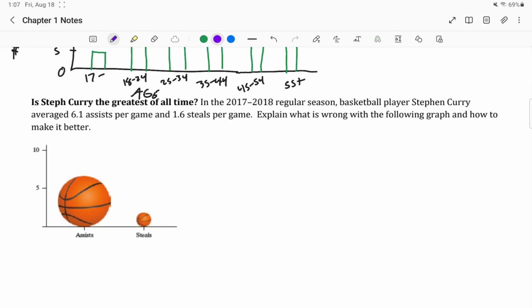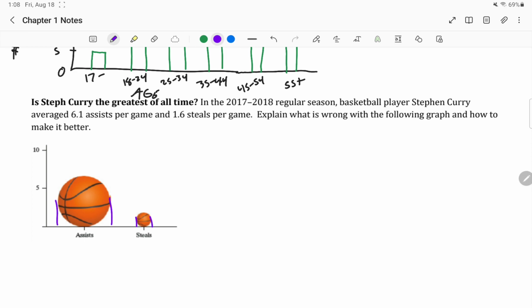And I think the obvious answer is, this fits, right? That's about 6.1-ish, and then this is about 1.6. So that fits, right? Everything is all good. The answer is no, and I alluded to it up above. This is a nice infographic. It looks cool. We got basketballs instead of bars. It's great, except these widths are different.